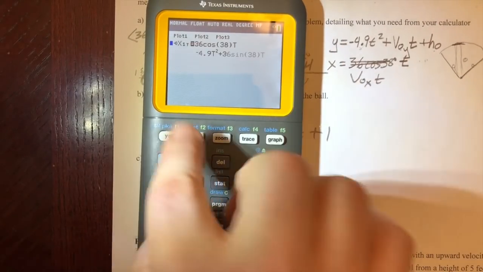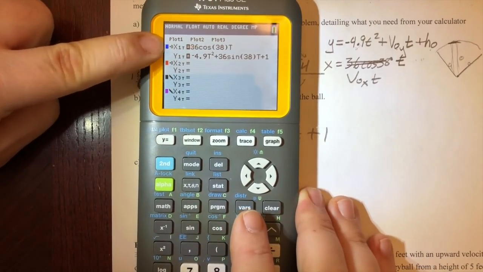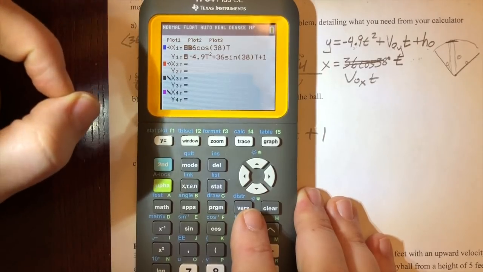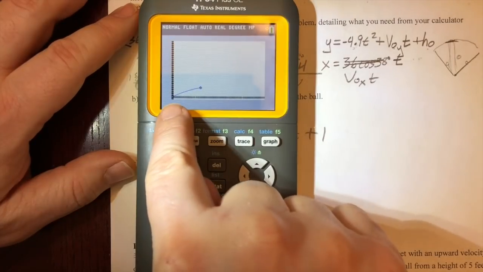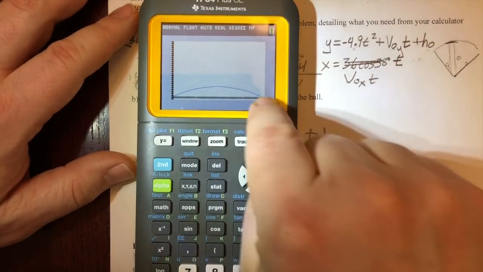So let's go back into Y equals. Now, one thing I would suggest is it makes it a lot easier to see what happens if out front you have that dash with the circle in it. So let's graph and see what happens. And there's the ball. All right, so it hits over here. It does that path.